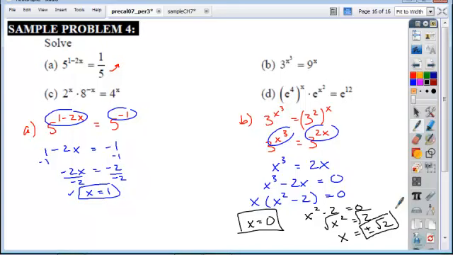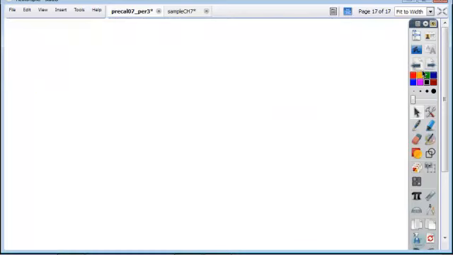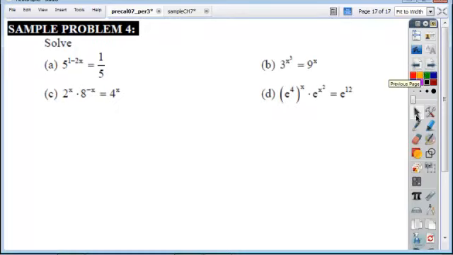Anytime you have multiple answers, as you enter them, please write them in order from the lowest number to the greatest number, please. All right, let's take a look at sample C.